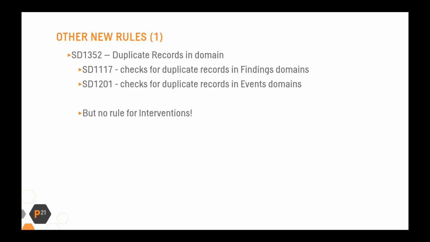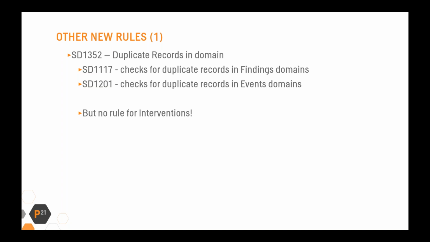Other new rules that we've added: SD1352, duplicate records in domain. So we already have the infamous SD1117, which checks duplicate records in findings domains. We also have SD1201 that checks for duplicate records in events domains. And that is assigned in SEND for the DS domain.